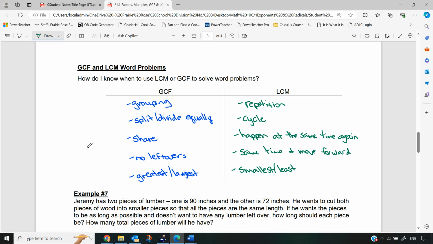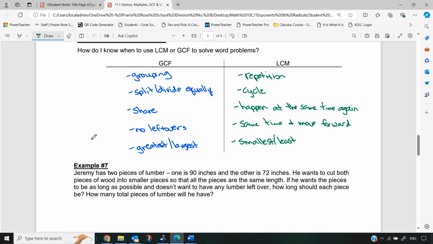Let's take a look at these word problems and let's decide which type of word problem they are. So it says Jeremy has two pieces of lumber. One is 90 inches and the other is 72 inches. He wants to cut both pieces of wood into smaller pieces so that all the pieces are the same length. So there's a key word right there. We're looking at something that's being the same length. If he wants the pieces to be as long as possible, and doesn't want to have any lumber left over, so no leftovers, how long should each piece be? And then the question is, how many total pieces of lumber will he have?